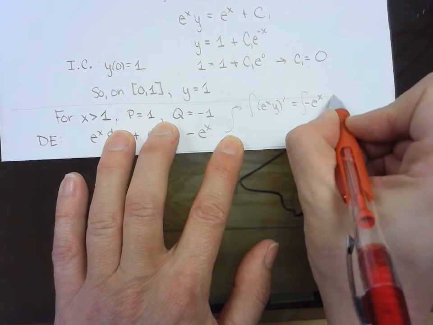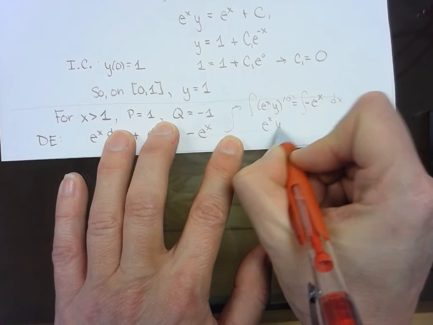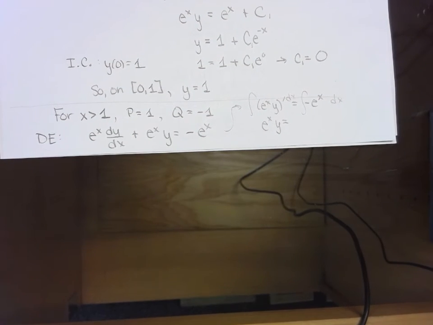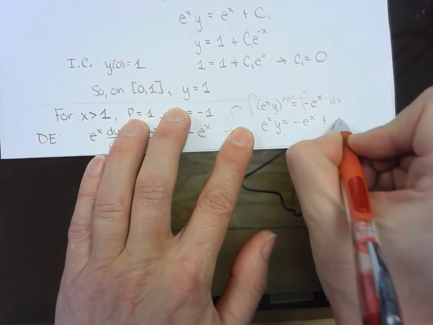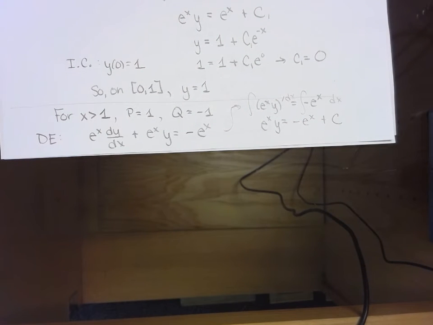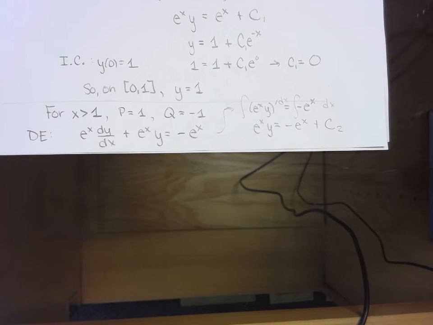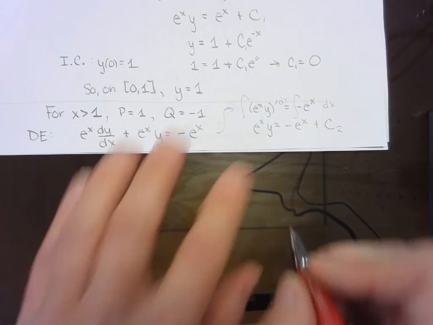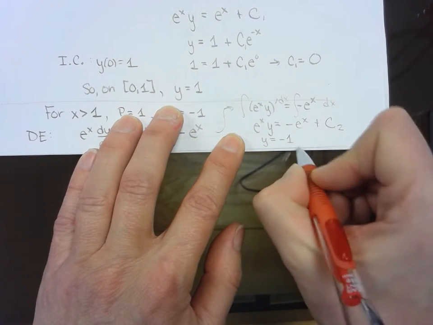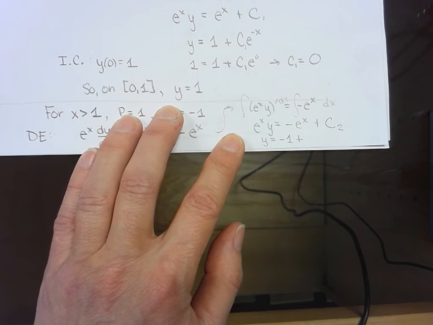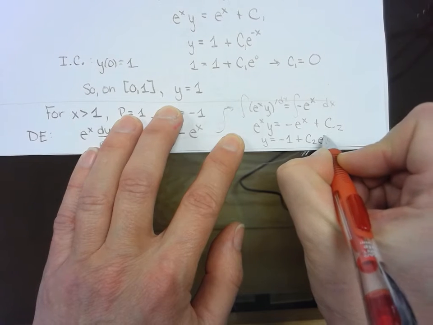So we integrate both sides, and here we get e to the x y, and on the other side we just get negative e to the x plus c2. And then I would divide by e to the x, just like we did before. So I get y equals negative 1 plus c2 e to the negative x, or c2 over e to the x. I'm just going to write c2 e to the negative x.